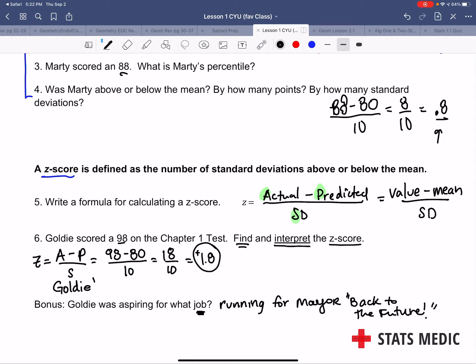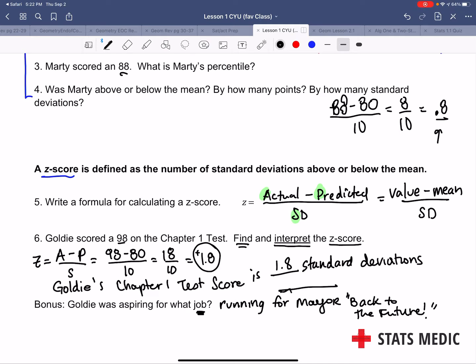All right, Goldie's chapter 1 test score is 1.8 standard deviations above, this is a plus sign, the mean. That's what it means when somebody says a z-score. It actually means something.